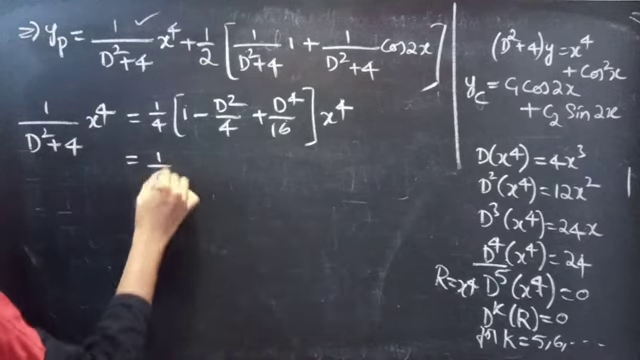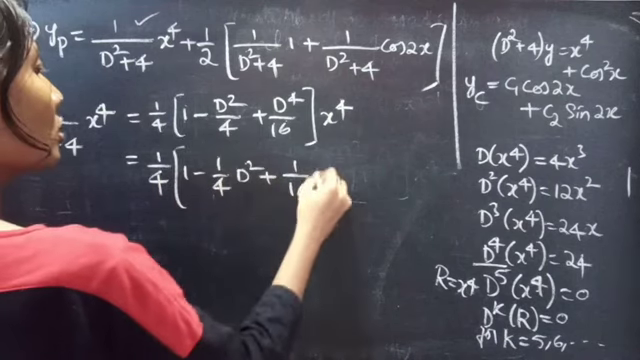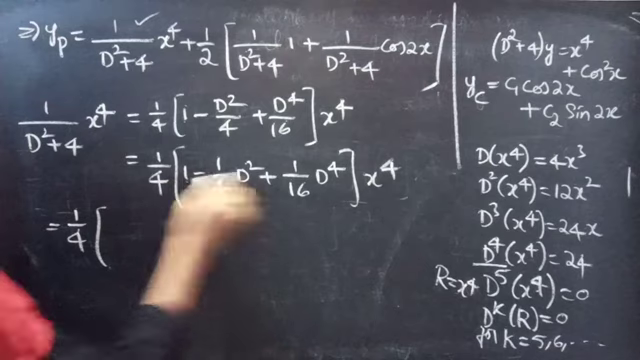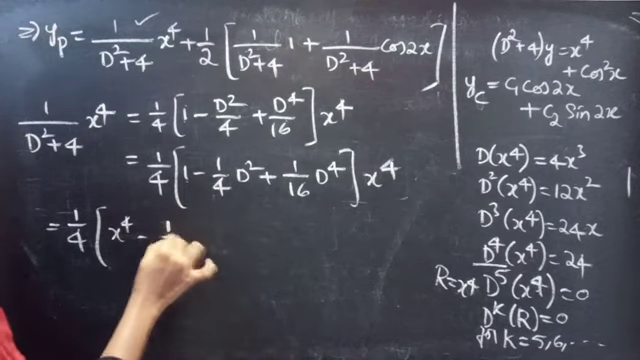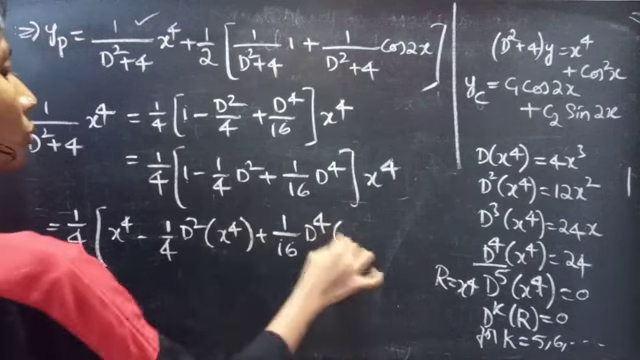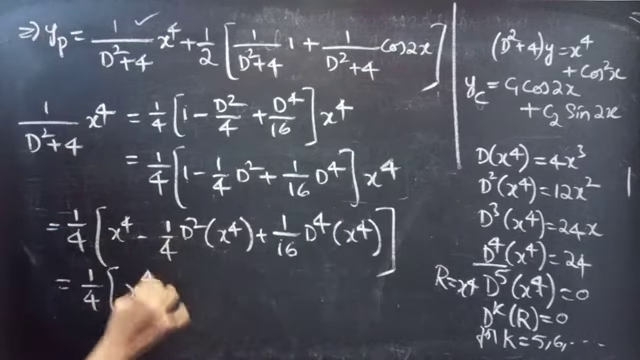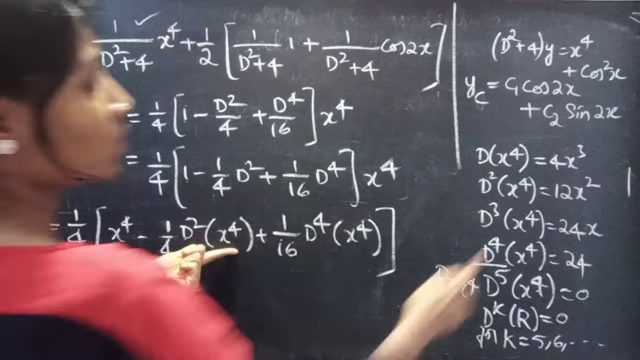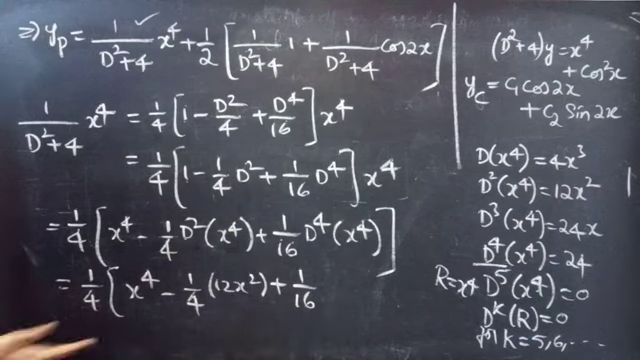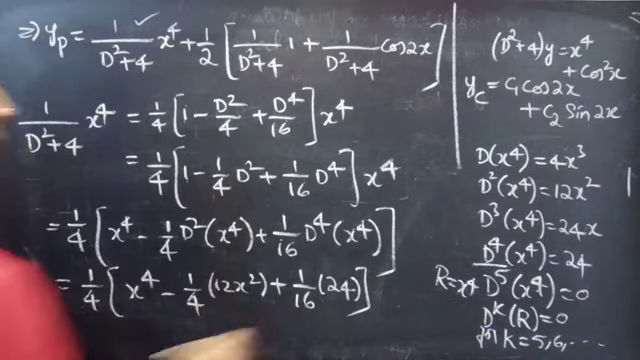Now this becomes 1 by 4 into 1 minus 1 by 4 into D square plus 1 by 16 into D power 4 into x power 4, which equals 1 by 4 into 1 into x power 4, which is x power 4, minus 1 by 4 into D square of x power 4 plus 1 by 16 into D power 4 of x power 4, right, which equals 1 by 4 into x power 4 minus 1 by 4 into, we have the value of D square of x power 4, which is 12x square, plus 1 by 16 into, again, D power 4 of x power 4 value is 24, right?